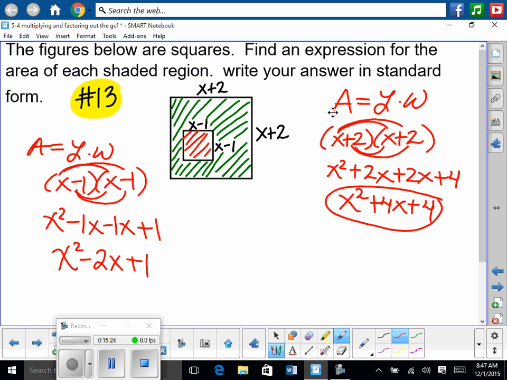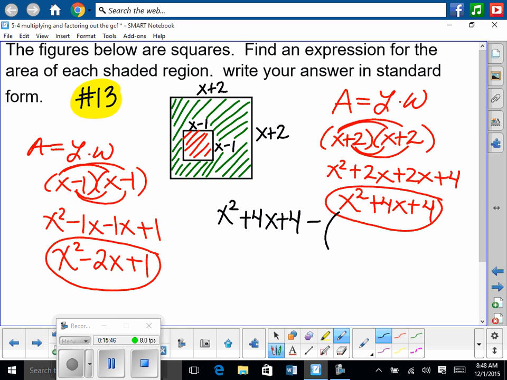Okay, so now we know the area of that small piece. We need to take the area of the whole thing, the big thing, and subtract off the area of that piece so that we know the area of all of it with that piece taken out. So we'll take x squared plus 4x plus 4, and then we'll subtract off.